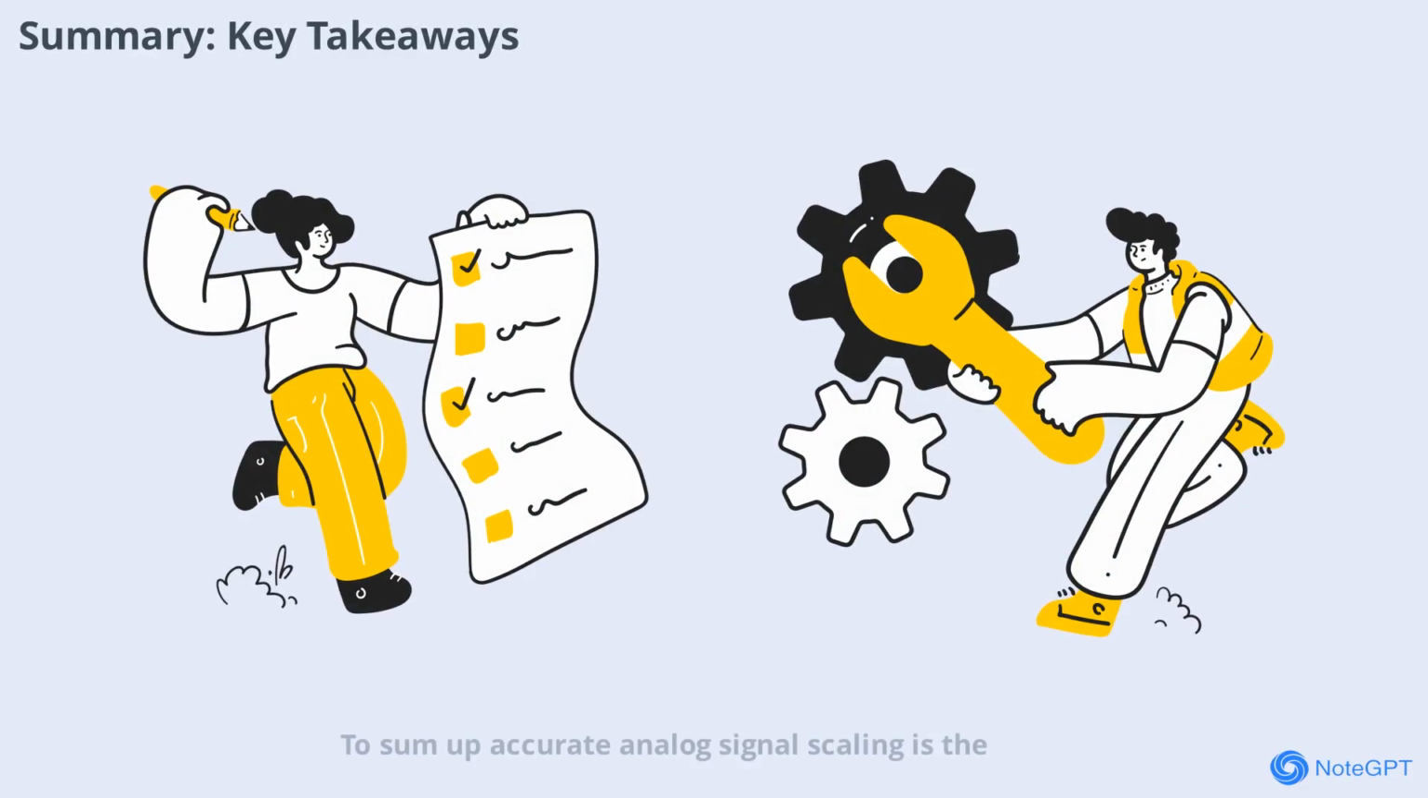To sum up, accurate analog signal scaling is the backbone of safe and efficient process automation. From raw values to engineering units, from filtering to alarm configuration, every step matters. Mastering these concepts will help you keep your plant running smoothly and safely.